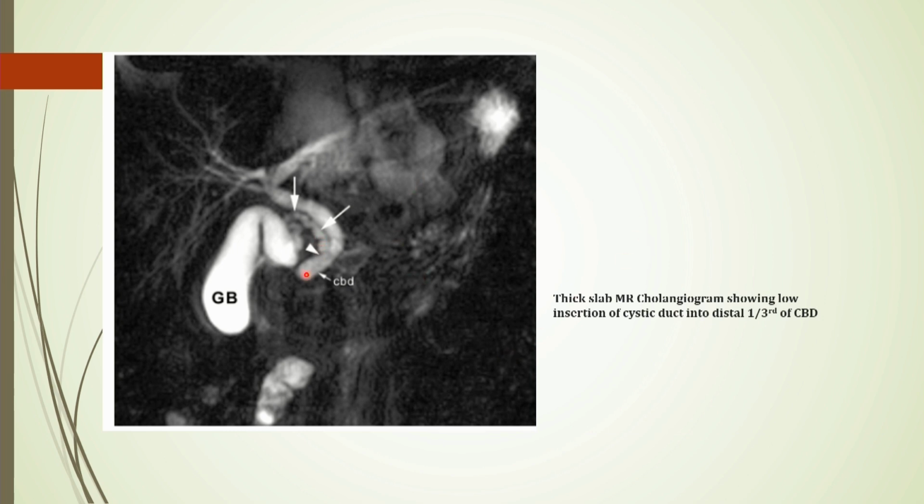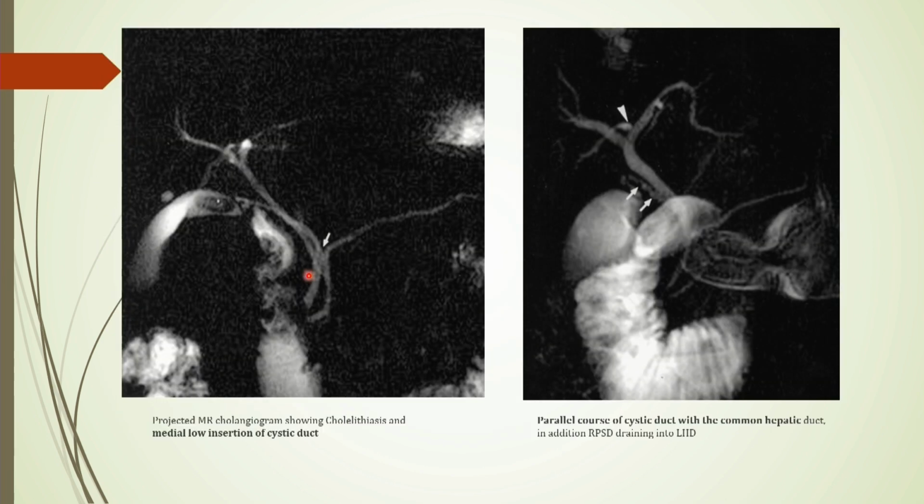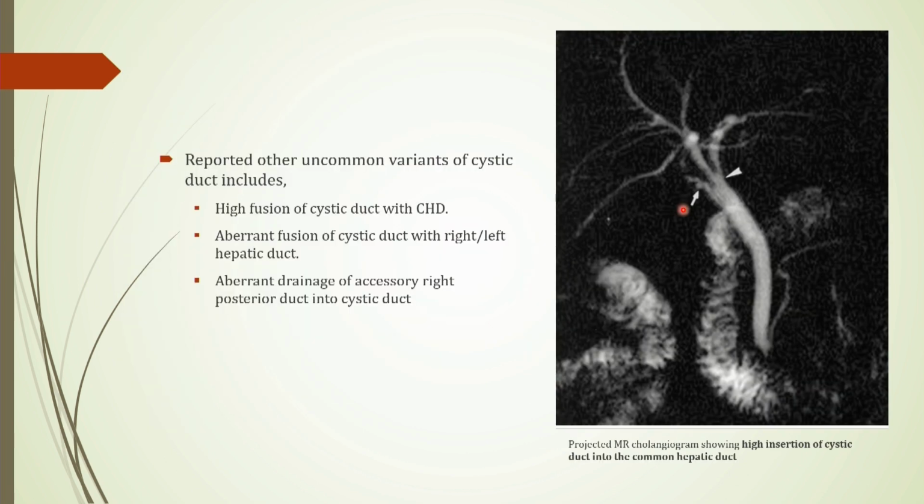This is the low insertion of cystic duct into distal 1/3 of CBD. This is the medial insertion, long course of the cystic duct inserting on the medial aspect of the common hepatic duct, and this is the parallel course of cystic duct running for more than 2 cm along the common hepatic duct. Other variations include high fusion of cystic duct, aberrant fusion of cystic duct with the right or left posterior sectoral duct, and aberrant drainage of the accessory right posterior sectoral duct into the cystic duct.